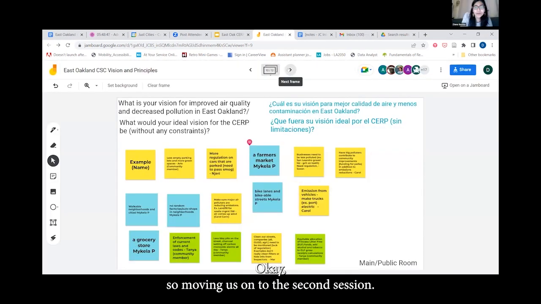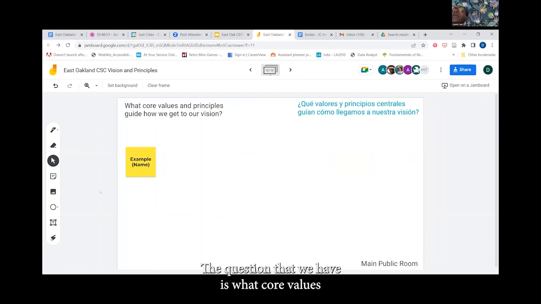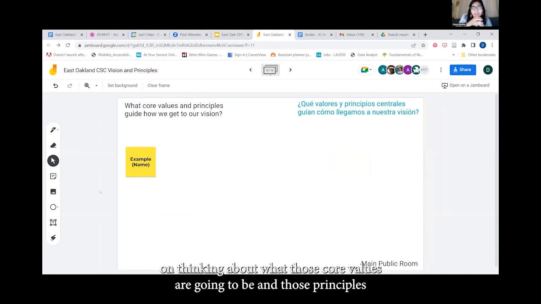Okay. So moving us on to the second set, the question that we have is what core values and principles are going to be guiding how we get to our vision? And I know that earlier, we've been bouncing off a lot of ideas. There's a lot of stuff on the Jamboard, but just getting us started on thinking about what those core values are going to be and those principles.